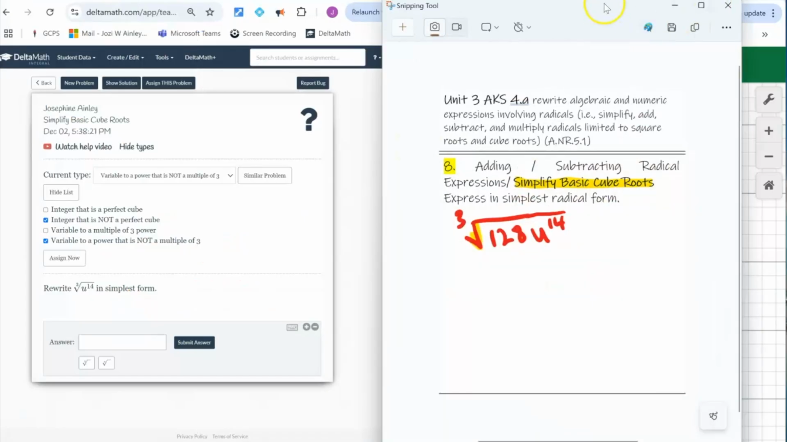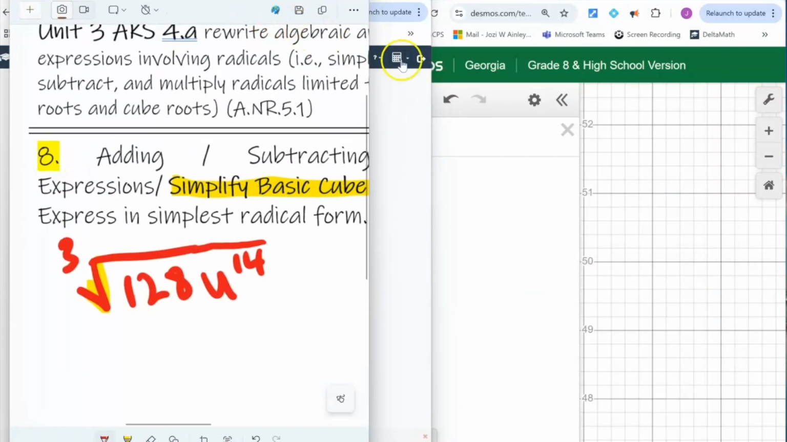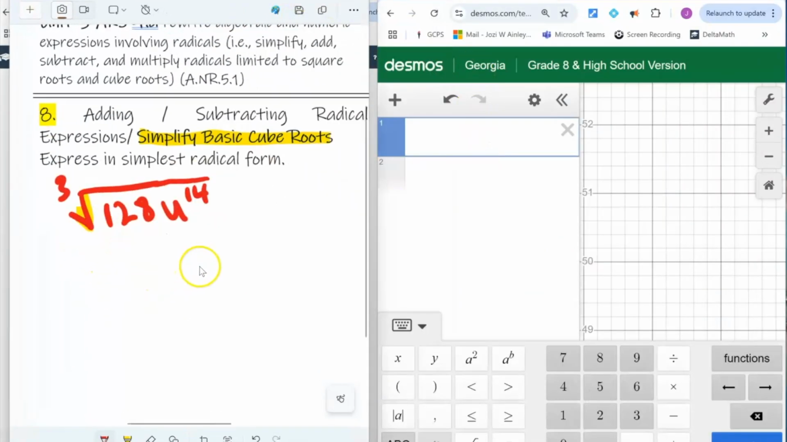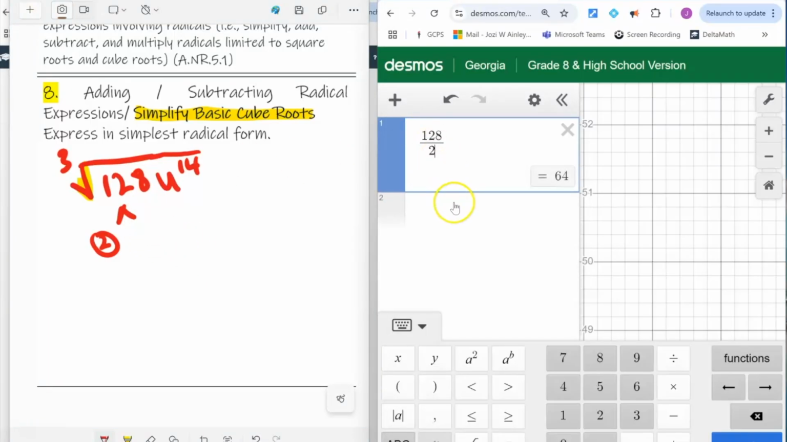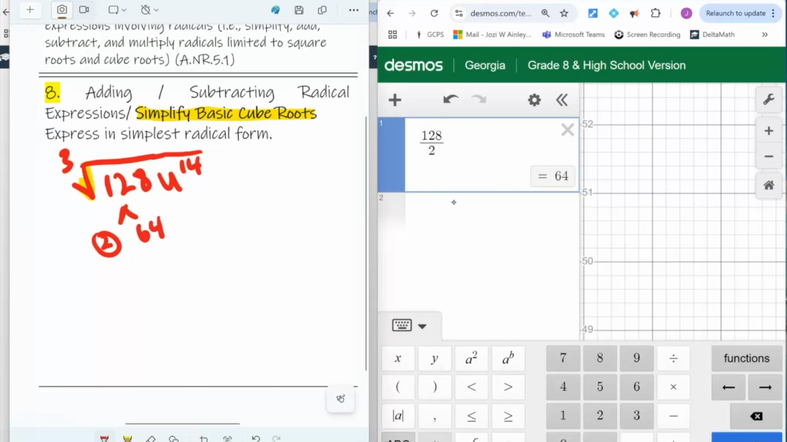All right, so again, we're going to start off with, on our Desmos calculator, we need to break up or find the prime factorization of 128. So remember, you're checking 2, 3, just the prime numbers, 2, 3, 5, 7, etc. But if you don't remember that, that's okay. You can just check whatever you want in the calculator. It doesn't matter. So 2 times 64 is 128.